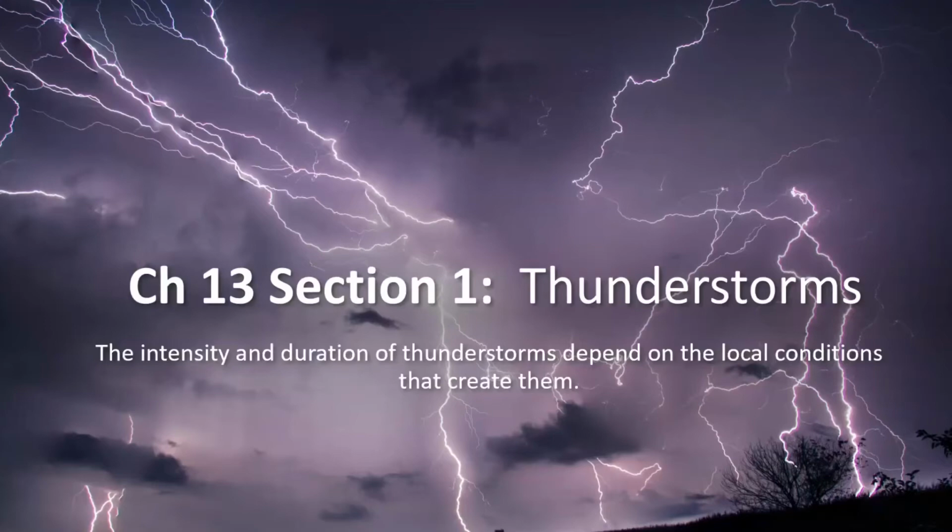All right, we're now talking about thunderstorms in earth science. We're in chapter 13, section 1, if you're following along in the book. We've already talked about fronts, weather patterns, climate, air masses and the atmosphere. And so now we're going to specifically focus in and talk about thunderstorms and how they form, what types of thunderstorms there are, and the local conditions that create them.